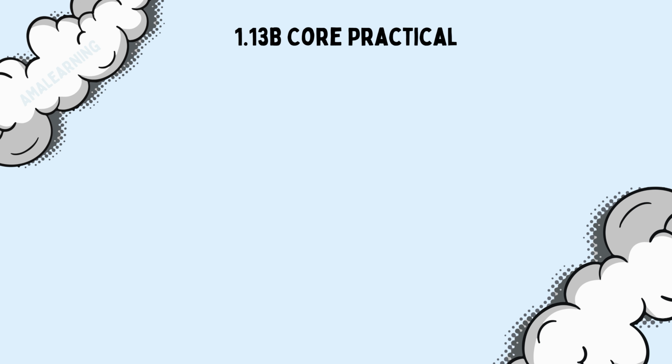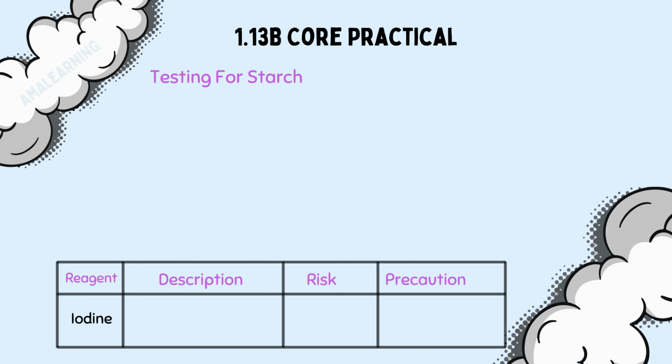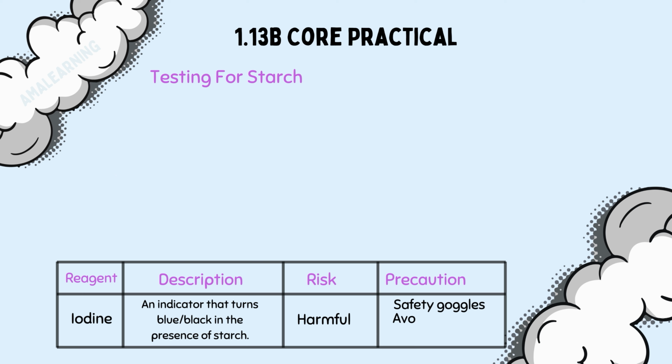Questions relating to the test for starch are common, and hence knowing the process and the outcomes is important. Iodine is an indicator that turns bluish-black in the presence of starch. It is harmful, which means when using it, it is important to wear your safety goggles and avoid contact with your skin.